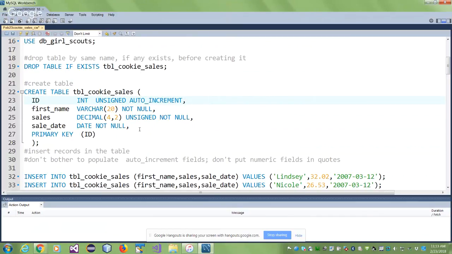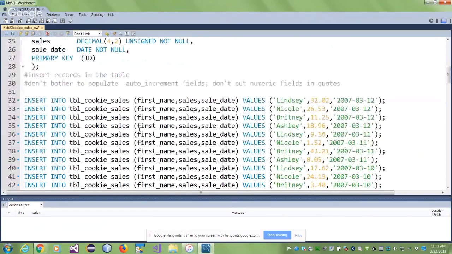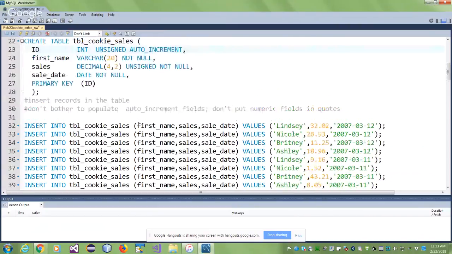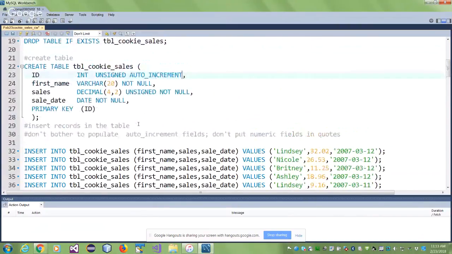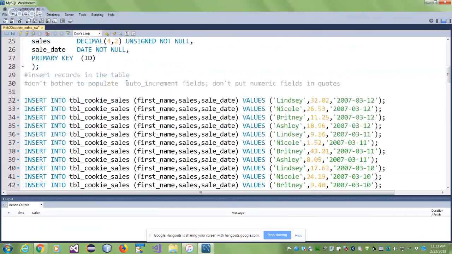Right? Then there are some inserts. I've copied this from somewhere, so I kind of didn't change it. Notice how the programmer has written one insert statement for each record that is being added. And also notice that I haven't added ID because ID was an auto increment field. The programmer had it, I removed it. I thought, keep away from it. Don't bother to populate auto increment fields.